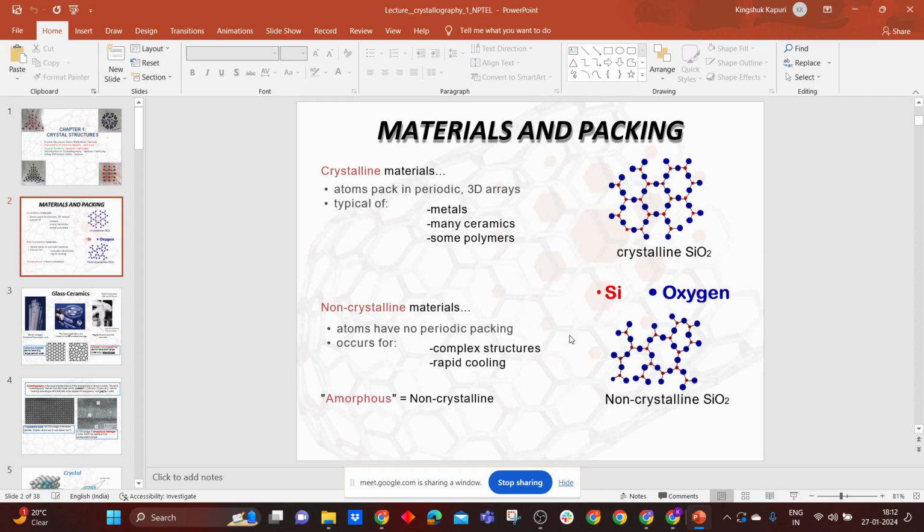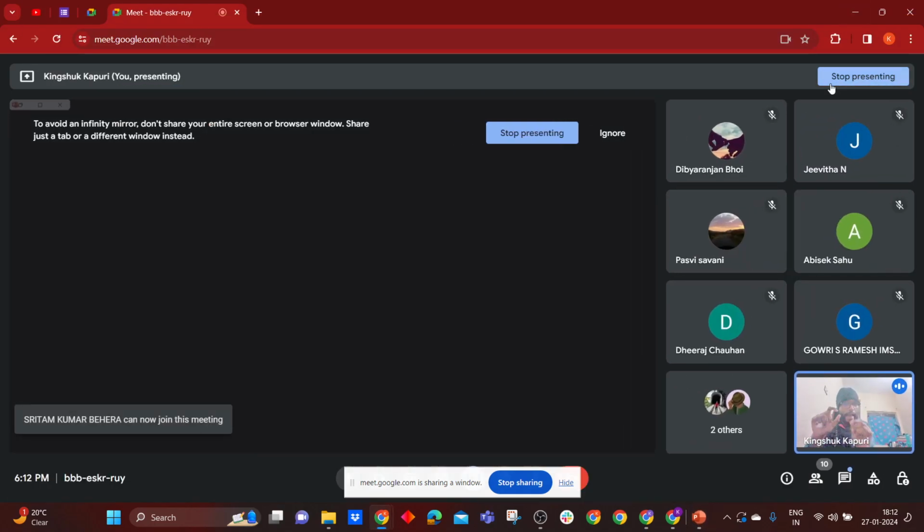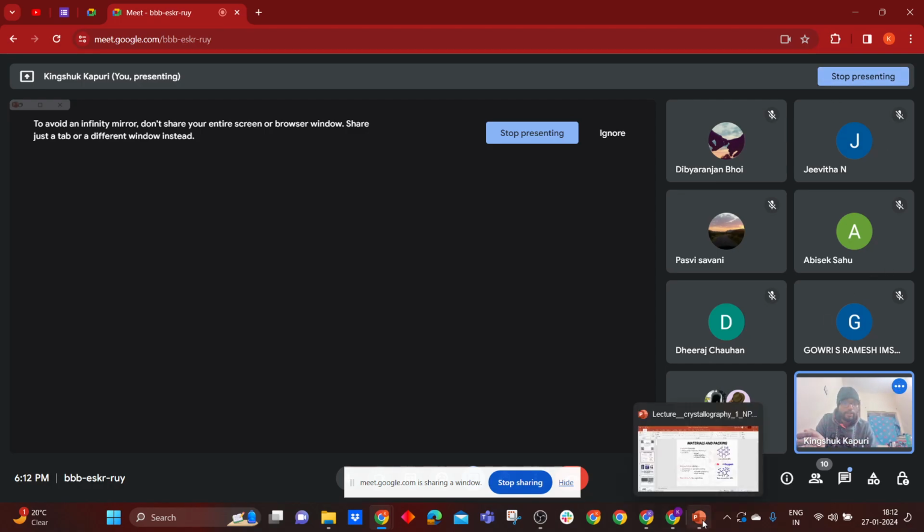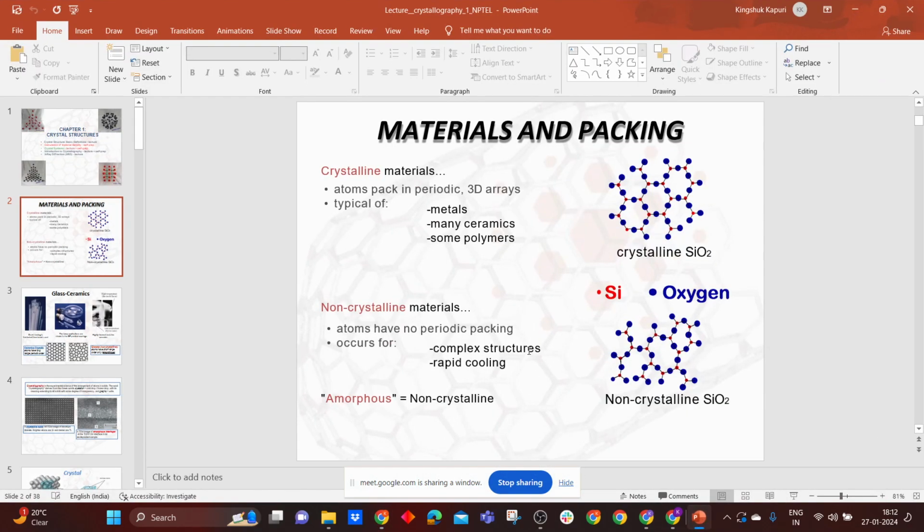And non-crystalline materials are the ones which have no periodic packing. I mean to say, suppose there is an arrangement of atoms, linearly arranged in a particular fashion, taking a shape, for example a perfect square, a triangle or a pentagon. In this case, you can say they are taking a pattern. But in the case of non-crystalline, there is no particular arrangement. It may be a complex structure or it may be due to rapid cooling.